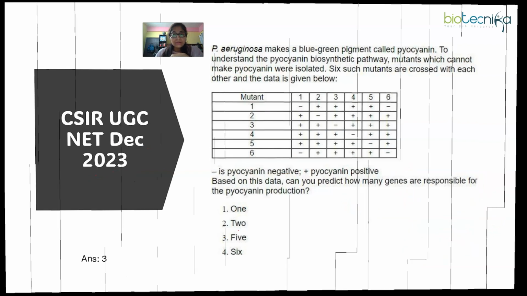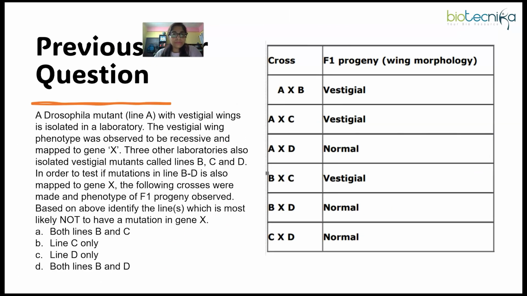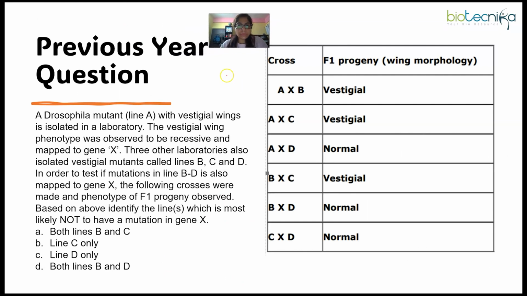Now let's take another example. This was also asked a couple of years back in CSIR, not later than that. A Drosophila mutant line A with vestigial wing is isolated in a laboratory. The vestigial wing phenotype was observed to be recessive and mapped to gene X. 3 other laboratories also isolated vestigial mutants called line B, C and D. In order to test if the mutation in line B to D is also mapped to gene X, the following crosses were made and phenotype of F1 progeny observed.